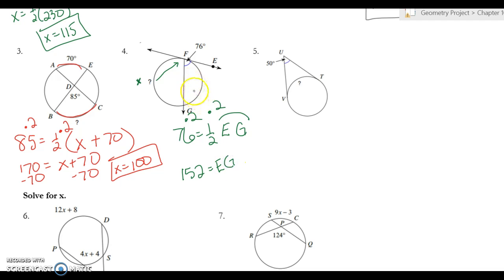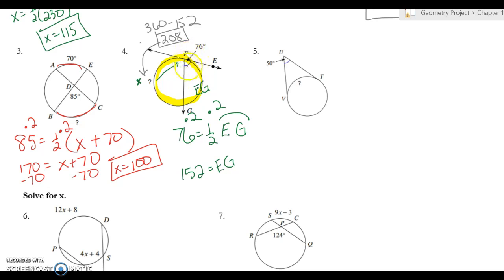Now that may not seem like it's very helpful, but what you should recognize is that you have a whole circle. And a whole circle is equal to 360. So I could do 360 minus 152. And then that's going to tell me that my arc I need is 208.